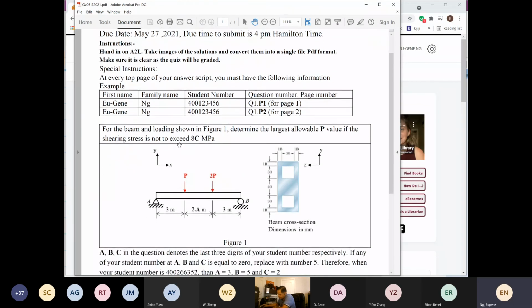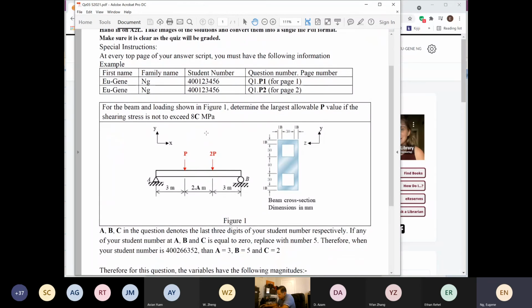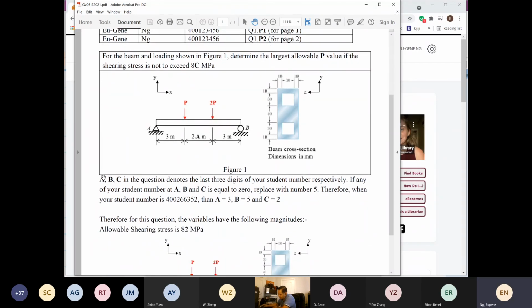You were given a structure over here. This is a simply supported beam. You will see something like 2.A down here. You can see 1B, 1B, 1B, 1B, and you can see 8C. So the shearing stress is not to exceed 8C. What does all this mean? A, B, and C in the question denote the last 3 digits of your student number. If any digit of your student number is 0, replace it with a 5.